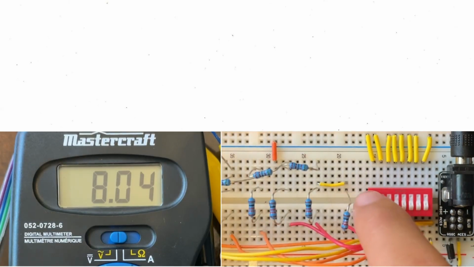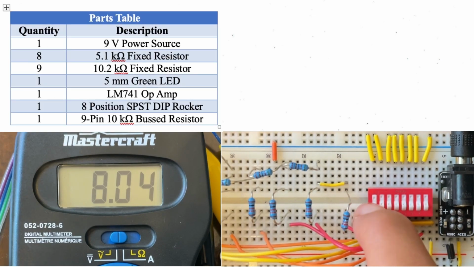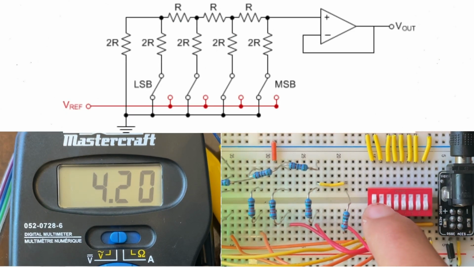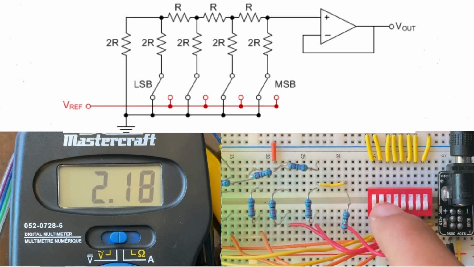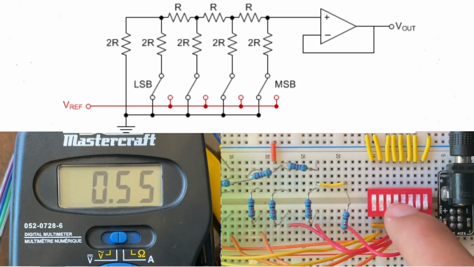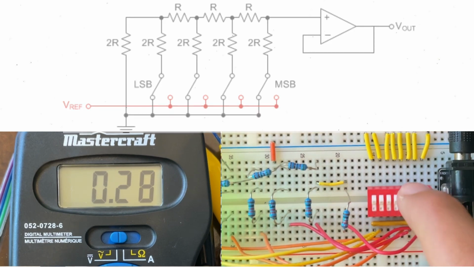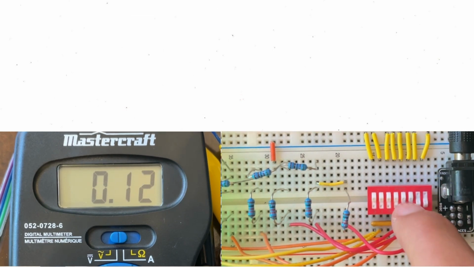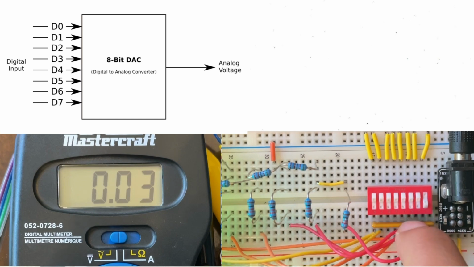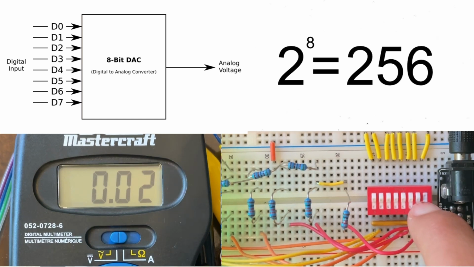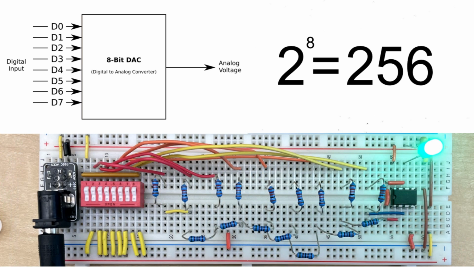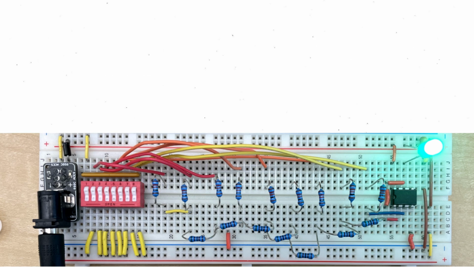The prototype requires 7 different components, as listed on screen. This R2R DAC demonstrates how digital signals can be converted into corresponding analog voltages. It enables devices to translate binary data into continuous analog outputs. The R2R DAC built here uses an 8-bit binary input, providing 256 different combinations of ones and zeros, which are converted into a range of output voltages.